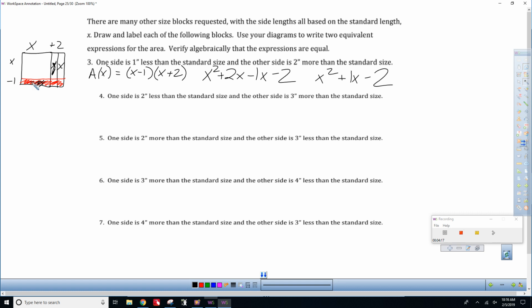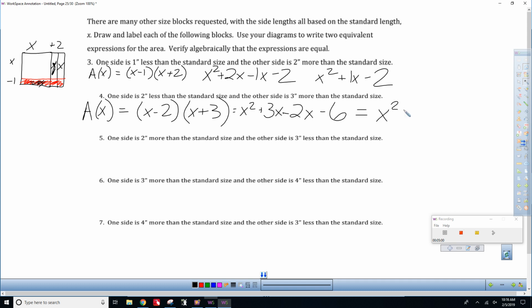Can we maybe not focus so much on the picture from here on out? Let's just do the math. Yeah, let's do that. Okay? So, A of X, one side is 2 inches less, and the other side is 3 inches more. FOIL it, X squared plus 3X minus 2X minus 6.